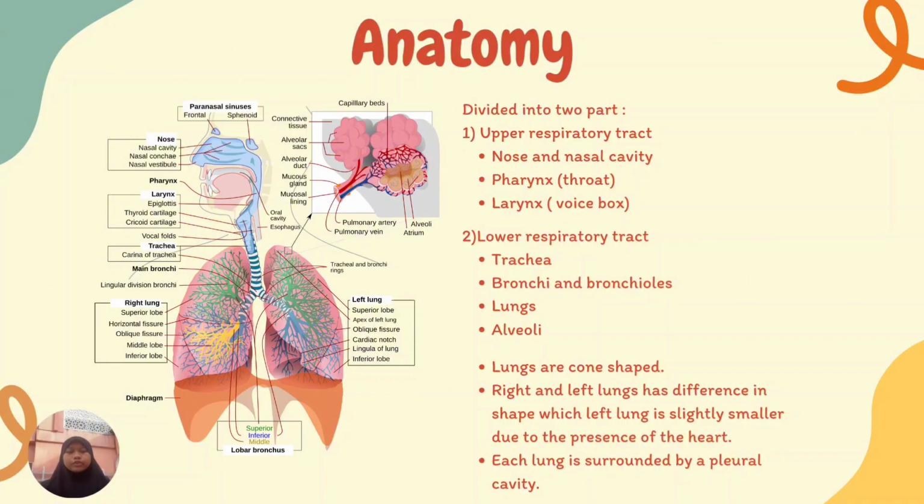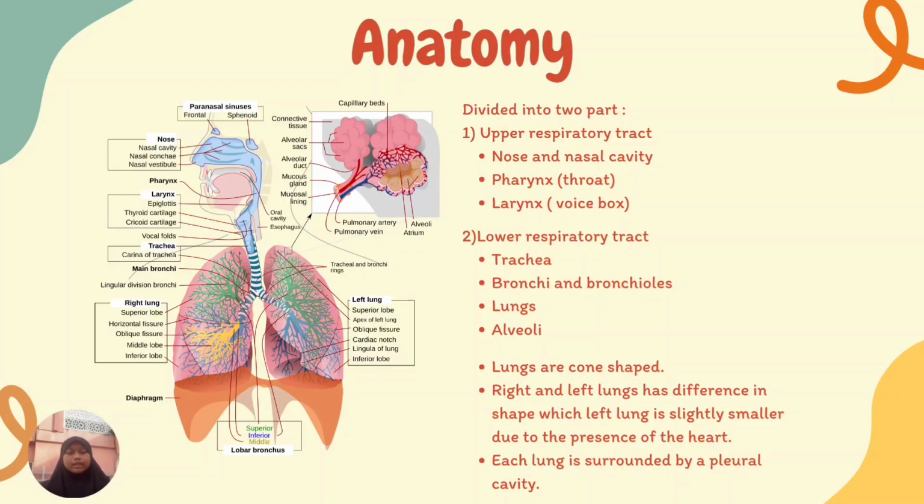Now, we move on to the anatomy part of our respiratory system. The respiratory system is divided into two parts, the upper respiratory tract and the lower respiratory tract. The upper respiratory tract is the air intake and initial processing, which consists of our nose and nasal cavity, our pharynx and our larynx. While our lower respiratory tract is responsible for air conduction to the lungs and gas exchange. I will explain more about gas exchange later.